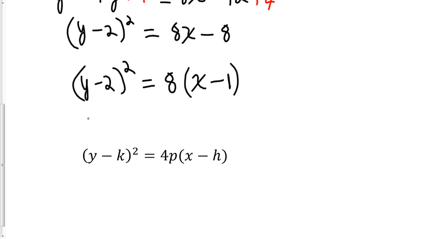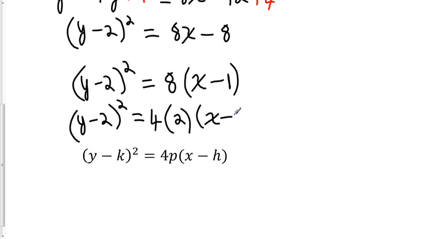So I have my y minus 2 squared still. And I want a factor of 4 to come out of this expression. If I take out the factor of 4, this 8 turns into a 2, and then I still have my x minus 1. So now I have everything I need identified. I know that h, which is associated with the x over here, h is 1, k is 2, and p is the number 2 also.